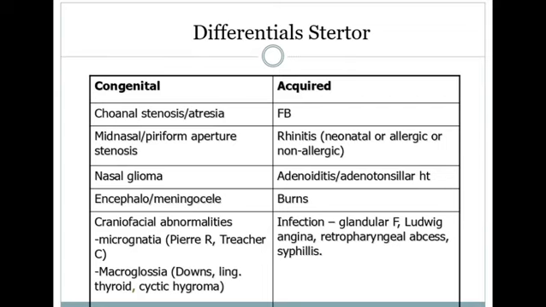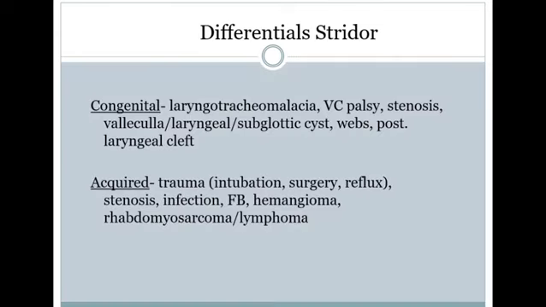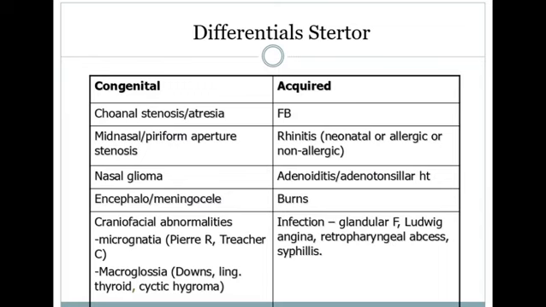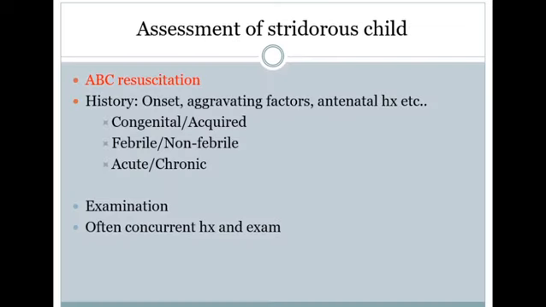Okay, any question, guys, on the differential diagnosis? So you really have to appreciate this before you are managing a case of upper airway obstruction. You should have this differential diagnosis in your mind, at the back of your mind. Then your management will be systematic. Okay, so let's manage them.